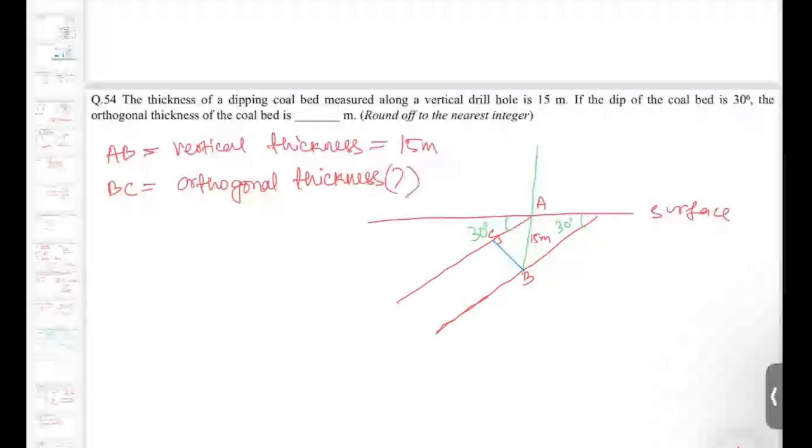Next, one thing is given, the dip angle. The dip angle of this bed will be 30 degrees. So in the triangle ABC, which angle should be equal to 30 degrees? Anybody? Whether it should be BAC or ABC angle. Which angle will be 30 degrees? ABC angle should be equal to 30 degrees.